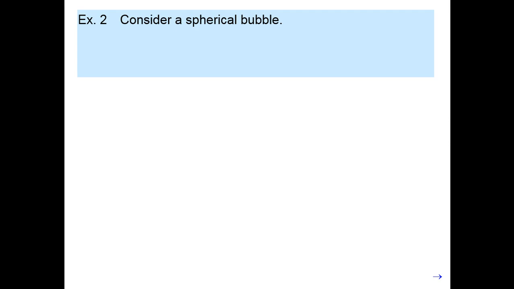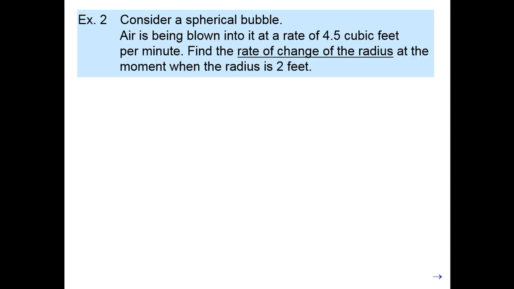All right, let's look at a more practical example. So consider a spherical bubble, and we know that air is being blown into it at a rate of 4.5 cubic feet per minute. Find the rate of change of the radius of that sphere at the moment when the radius is 2 feet. Think about if you had a balloon or you're blowing a bubble with bubble gum or whatever, and you're blowing air into it, so it's getting bigger, it's changing as time passes.